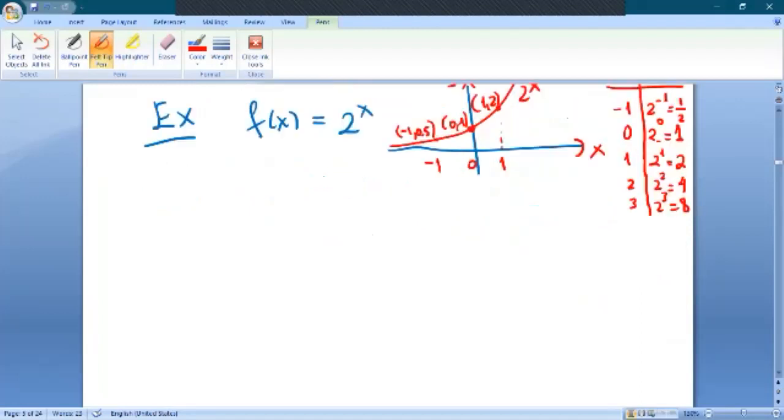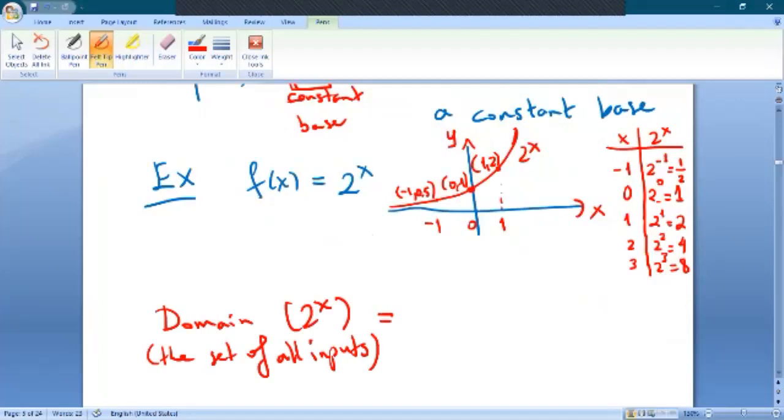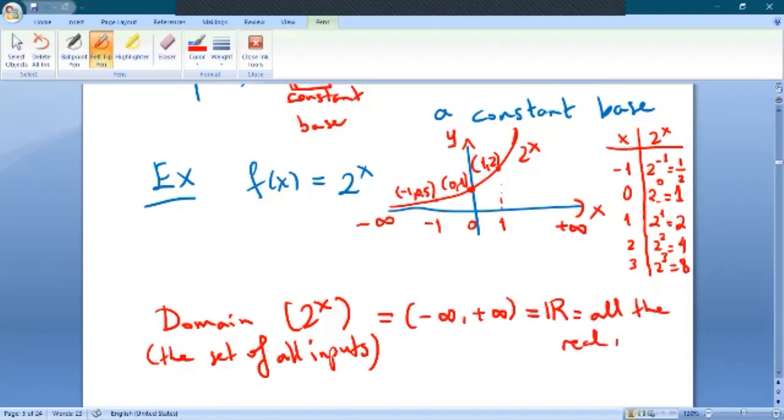And one other thing I want to say here is the domain. Remember, domain is the set of all inputs of the function 2 to the x. If you look at it, you can plug in any number here. You can go from any negative number to any positive number, and it will give some value. So the domain is anything in between -infinity and +infinity, or sometimes we just say R, which is the notation for all the real numbers.